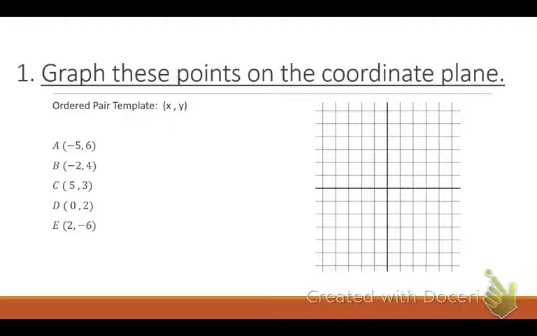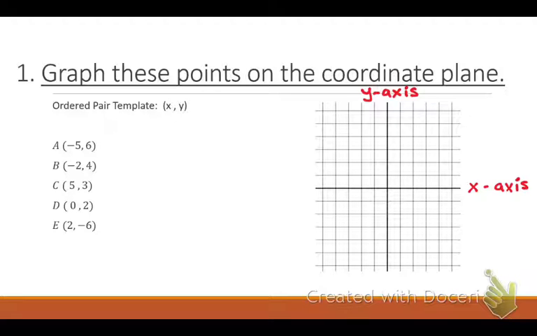If you would, take out your red pen, and we're going to label the x-axis. This right here will always be the x-axis. Guess what the other one going up and down is going to be? Y. The y-axis is correct. Okay, so let's label those with our red pens.